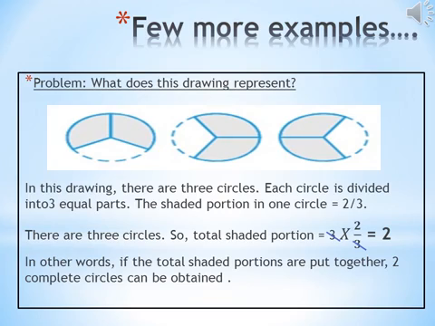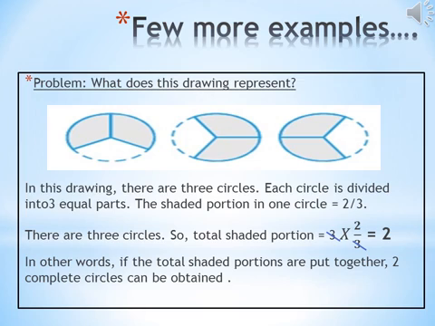Sometimes a drawing is shown to us and it is asked what this drawing represents. Here is a similar kind of problem. In this drawing there are 3 circles and each circle is divided into 3 equal parts, and the shaded portion of one circle is 2 by 3. So a question arises that all the 3 figures are showing the same thing, that is 2 by 3 part is the shaded portion. But what is being asked from us is what is the combined result of this drawing.